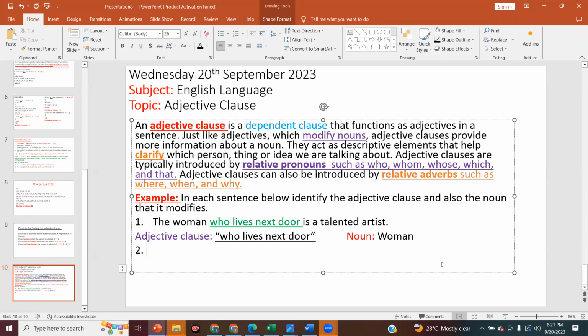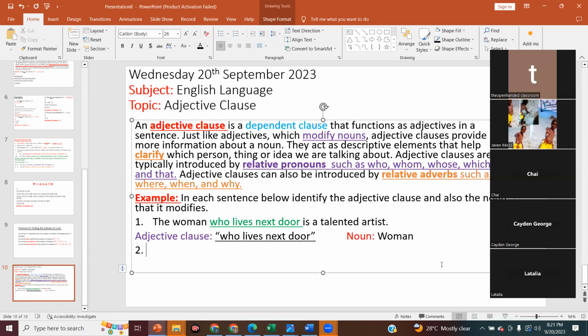Medium, hard, difficult, which one you want? Medium first. Still want it easy. All right, let's do medium. Yo, Javen, cut off your camera.